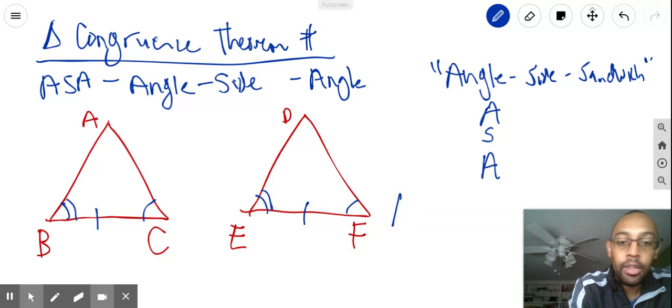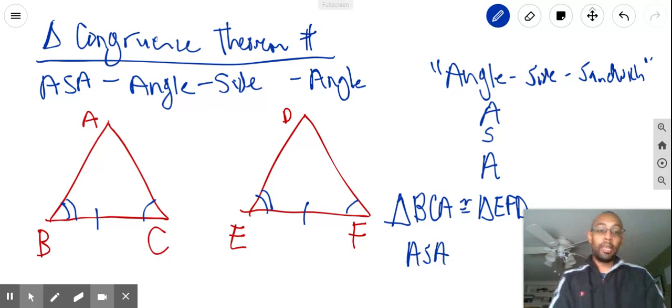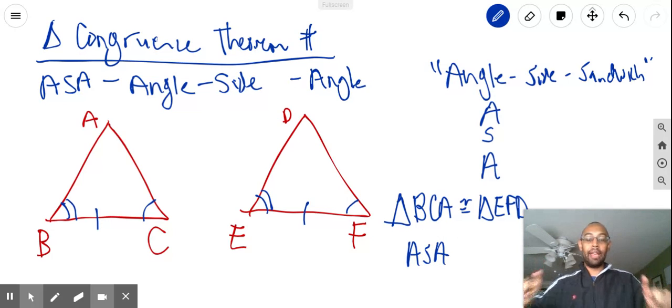Okay, so I can say here that triangle BCA is congruent to triangle EFD, and that is by angle, side, angle. So again, angles on the ends, and in between those angles is a side. And again, this is all related to congruency. So if you know angle B is congruent to angle E, you know angle C is congruent to angle F, and you know side BC is congruent to side EF, as given to you, then you can prove that these triangles are congruent by angle, side, angle.